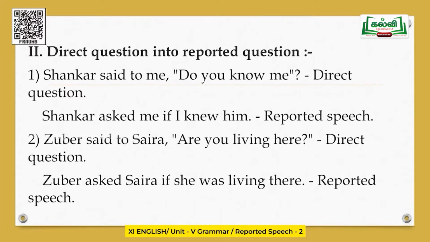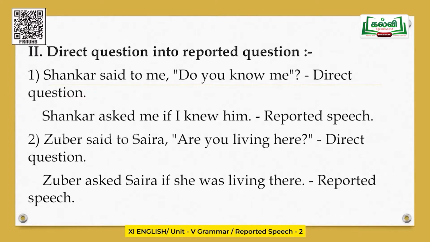Good. Now let us go for the next type of sentence, that is interrogative or question, direct question into reported question. First of all, I concentrate upon the yes or no type question, verbal questions. First example, Shankar said to me, "Do you know me?" Direct question. So, "said to" changes to "asked". Shankar asked me.